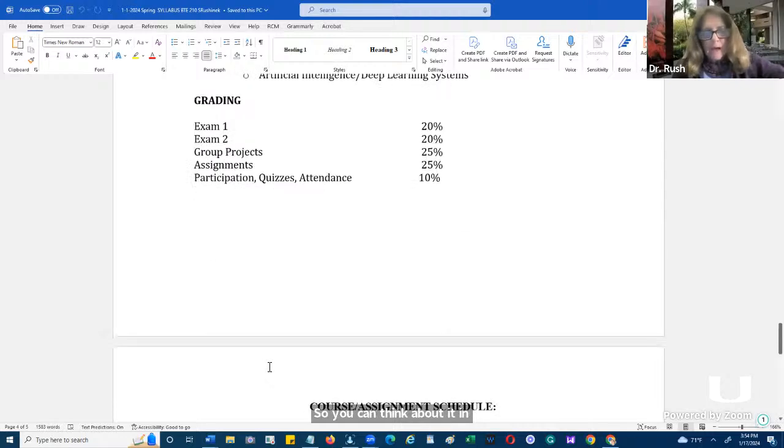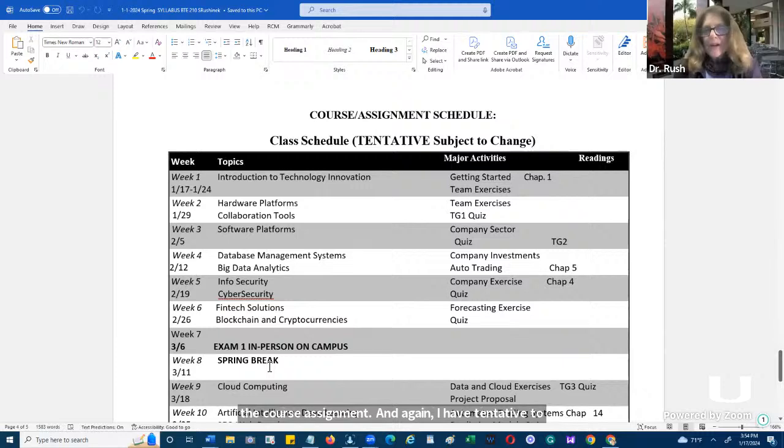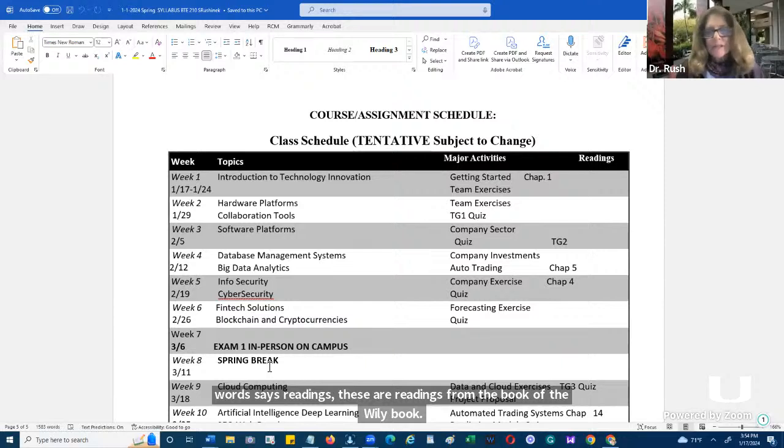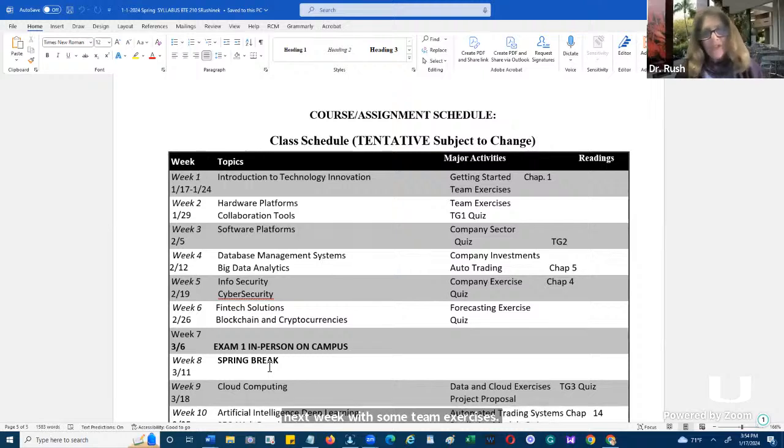All right. This is the course assignment schedule, and again, it's tentative and subject to change. You can see here, where it says readings, these are readings from the Wiley book. We'll start next week with some team exercises. We'll go to breakout sessions and do the team exercises.